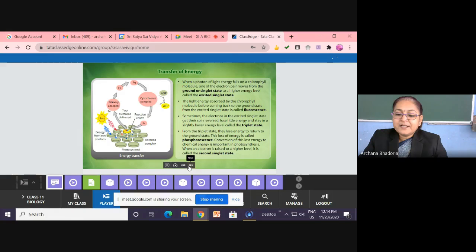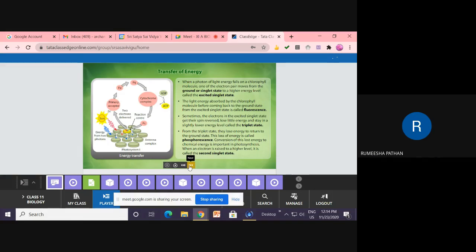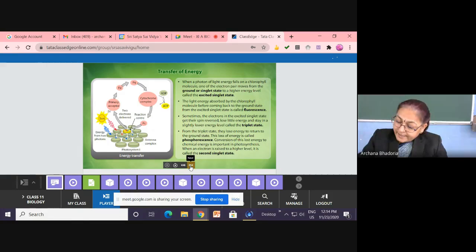Who is remembering? If you turn the pages... During the process of light reaction, two assimilatory powers, ATP and NADPH2, are formed or synthesized and utilized in dark reaction. Correct. So this only you have to keep reminding yourself again and again. Okay, what are synthesized?